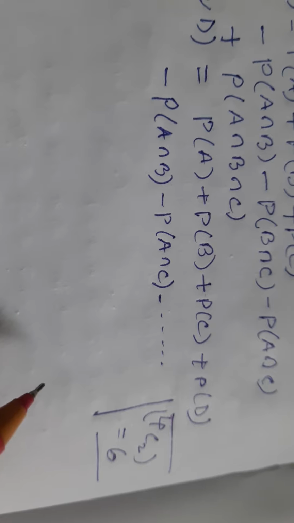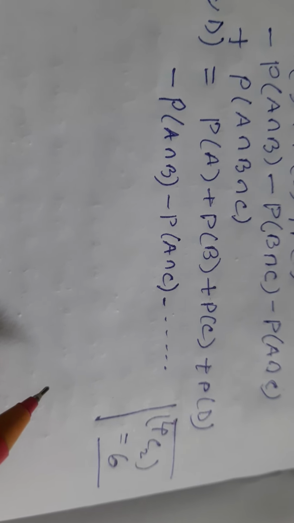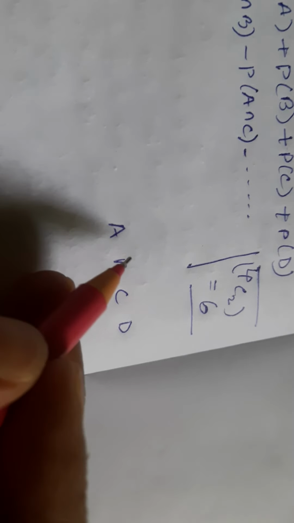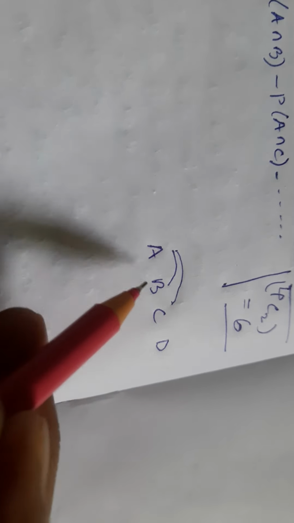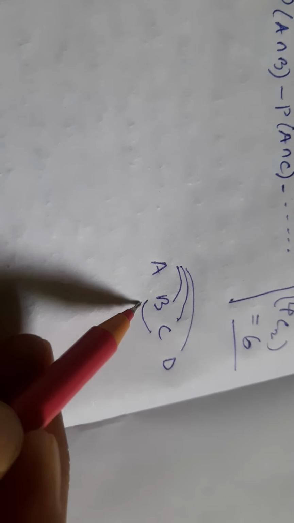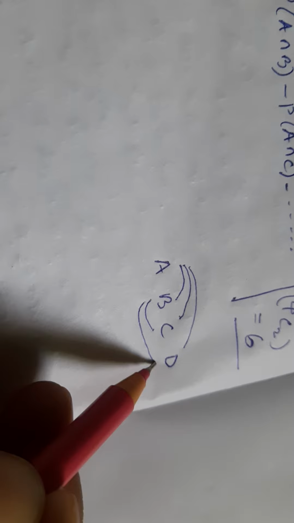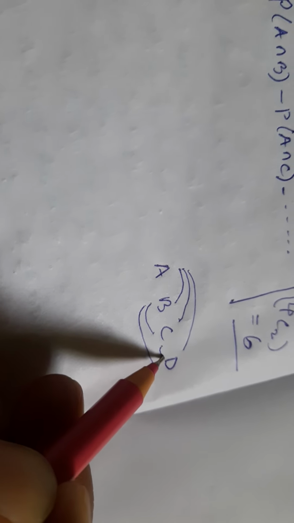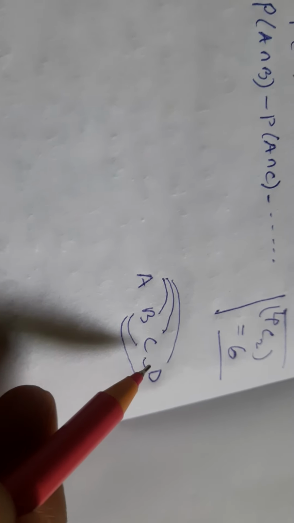Can't you understand how we will get all the 6 terms? Then I will give you a hint. Take A, B, C and D. Now take AB. Take AC. Take AD. We have got 3. Now take BC. Take BD. We have got 5. Now take CD. So the 6 combinations have come.